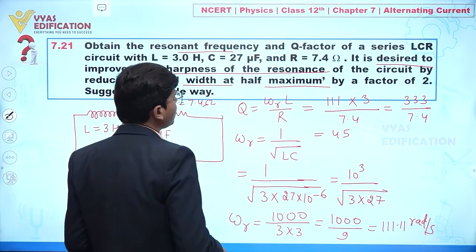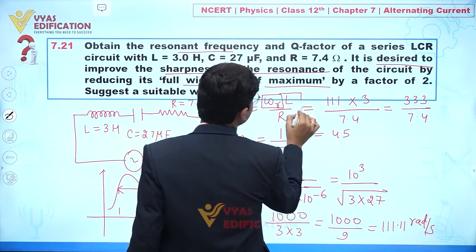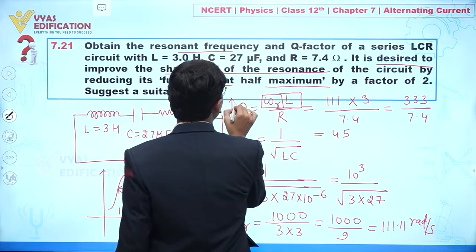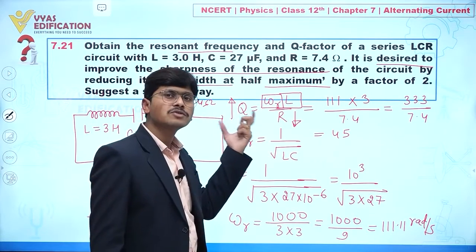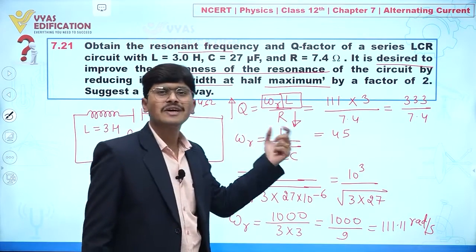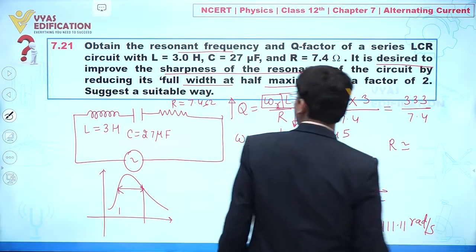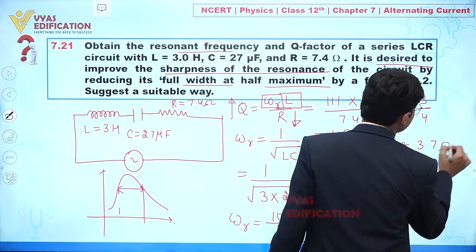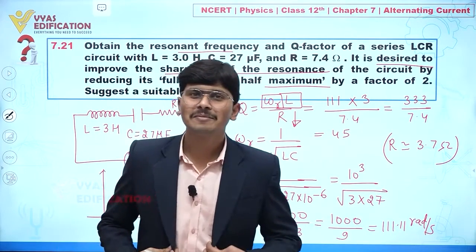Now if I am keeping this omega r constant, for omega r constant, L should be constant, the value of L should not vary. It means if we want to increase the value of Q, I have to reduce the value of resistance, clear? So if I want to increase this Q factor by a multiple of 2, we have to reduce the value of resistance by a factor of 2. So I am suggesting, instead of 7.4 ohm, if you utilize a 3.7 ohm resistor, you can improve the Q factor of this circuit, clear to you? So this is all about this question.